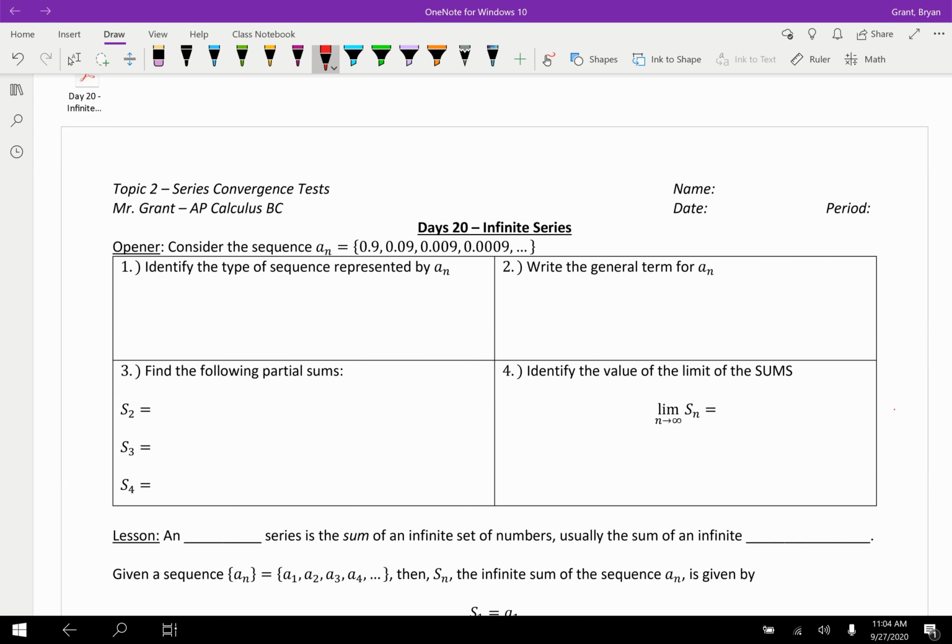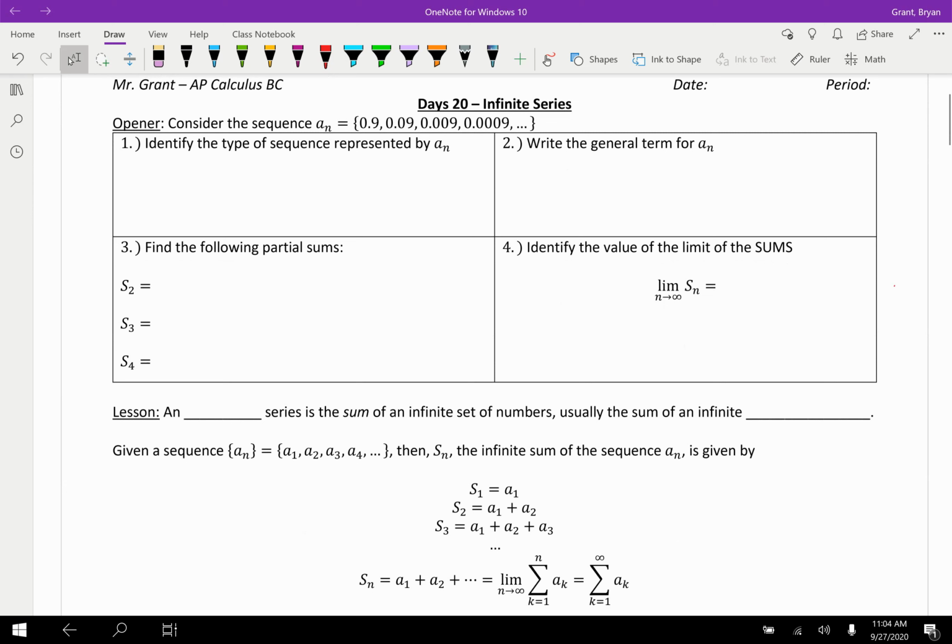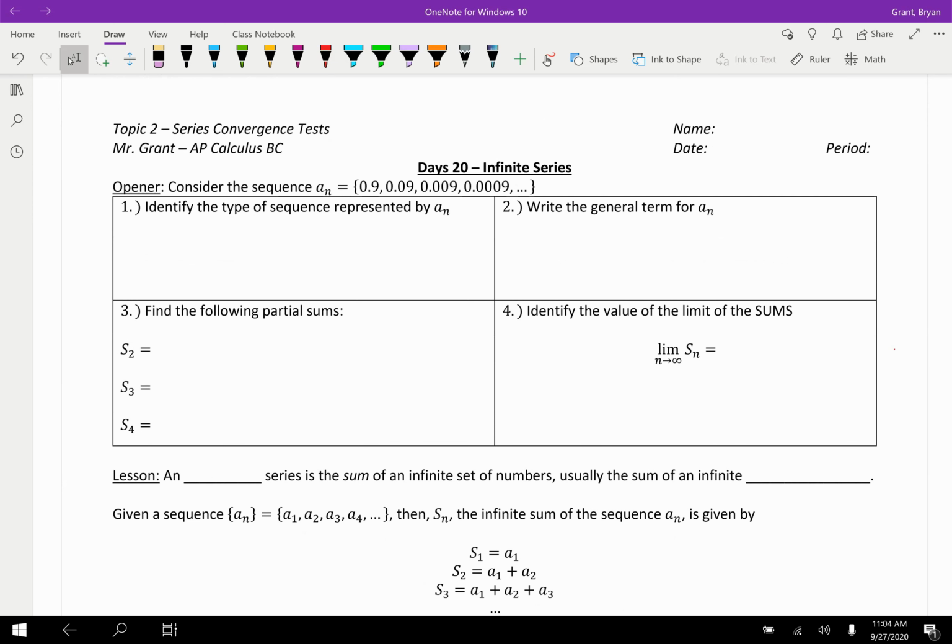3, you're going to start to find those partial sums. We talked about partial sums last class, I think. And then 4, you're going to find the limit of the value of those partial sums. So go ahead and pause me, try those 4, they're nothing too terrible, and then unpause whenever you're ready.